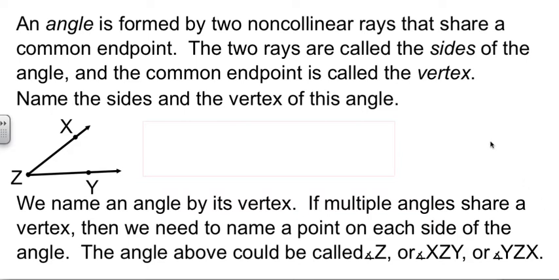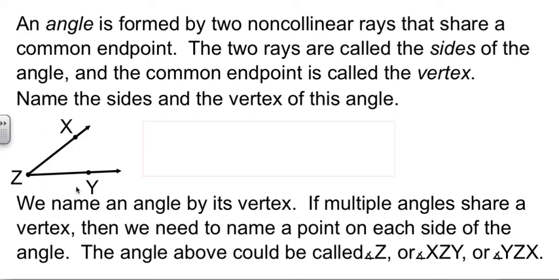Now an angle happens when you get two non-collinear rays sharing an endpoint, such as this beauty right over here. You get two different rays. They have the same endpoint at Z. And they don't make a straight line. The two rays we call the sides of the angle. And that turning point, that common endpoint, is called the vertex.